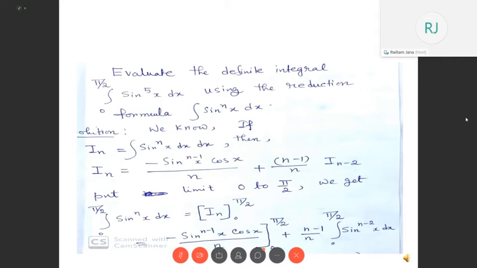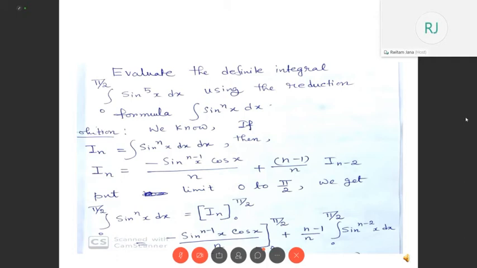So your left hand side, this value, is 0. Why are we putting the limit here? The reason is just that we actually have to evaluate the definite integral from 0 to pi by 2.